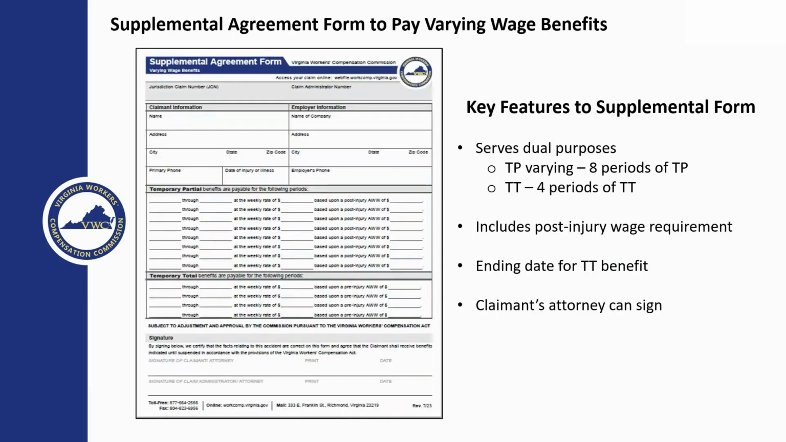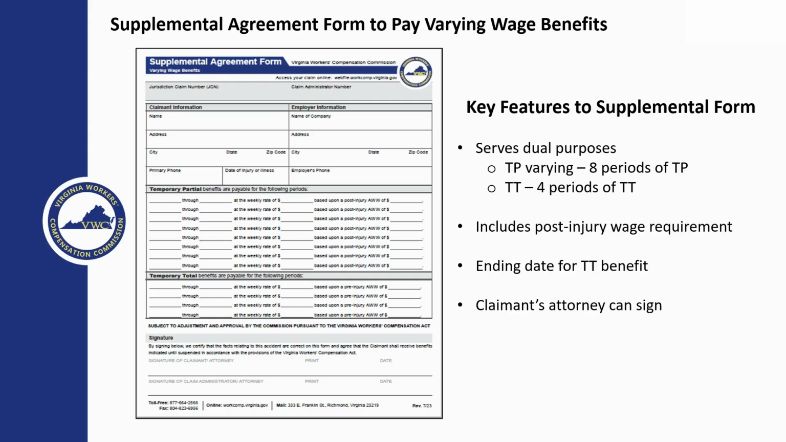In November of 2023, the Commission launched a new form on our website called the Supplemental Agreement Form for Varying Wage Benefits. The new form serves dual purposes for wage entry. We have incorporated 8 distinct periods for temporary partial disability benefits and 4 distinct periods for temporary total disability benefits. We have added a field for post-injury wages so that Commission staff members can verify the calculation of temporary partial disability benefits. If there is an error, we will correct the temporary partial disability rate and issue the award order with the corrected temporary partial disability rate reflected in the order.